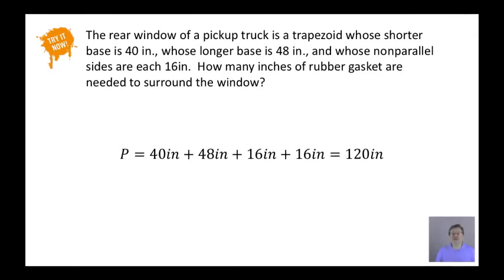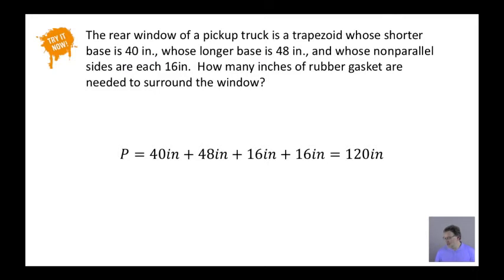Welcome back. Well, hopefully this was pretty straightforward here. We have 4 different sides of a quadrilateral that we are adding together in order to get the perimeter here. 40 inches plus 48 inches plus 16 plus 16 for a total of 120 inches or 10 feet. Perhaps you described it that way. 10 feet is the same thing as 120 inches.